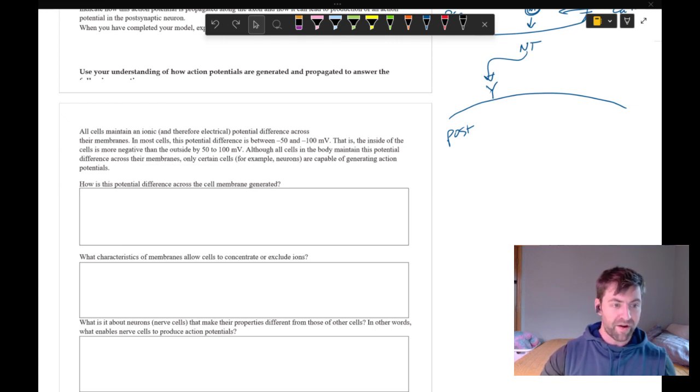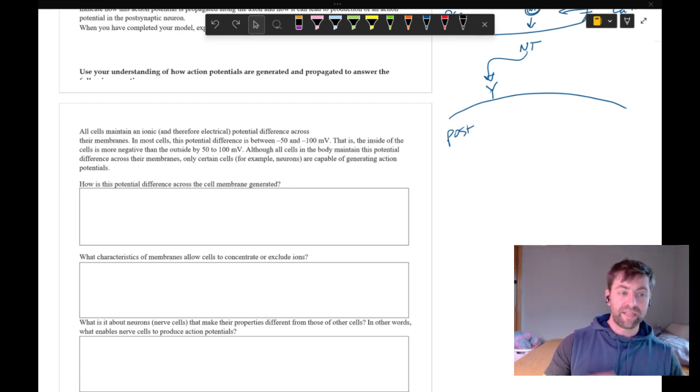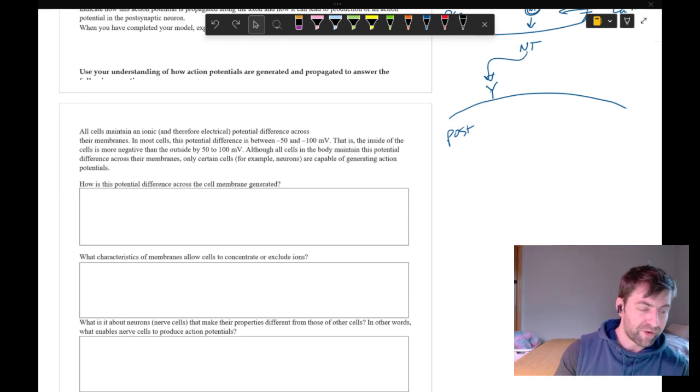Use your understanding of how action potentials are generated and propagated to answer the following questions. All cells maintain an ionic and therefore electrical potential difference across their membranes. In most cells, the potential difference is between -50 and -100 millivolts. That is, the inside of the cell is more negative than the outside by 50 to 100 millivolts. Although all cells in the body maintain this potential difference across their membranes, only certain cells, for example neurons, are capable of generating action potentials.